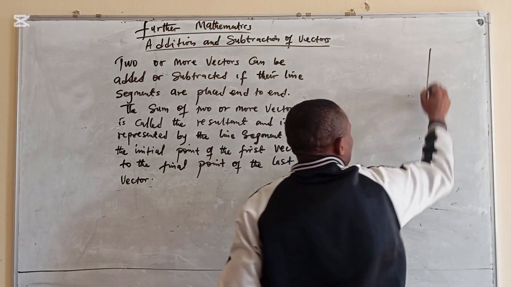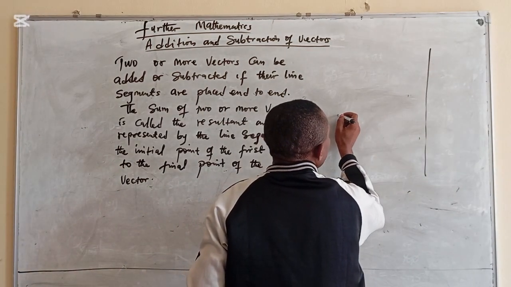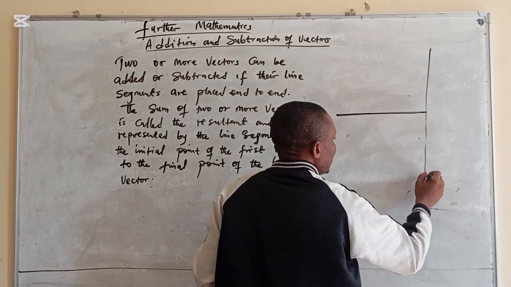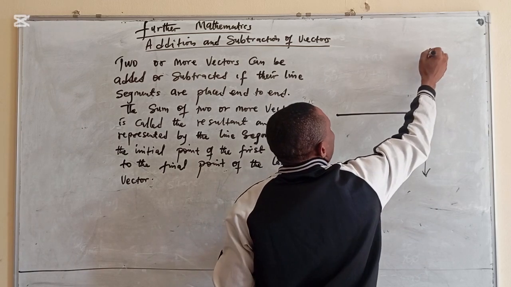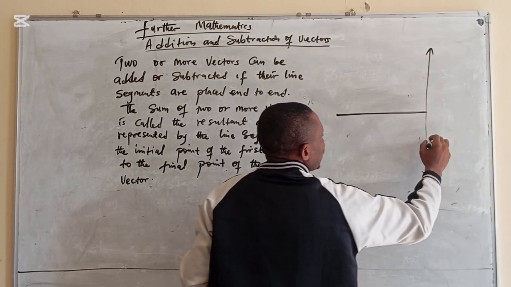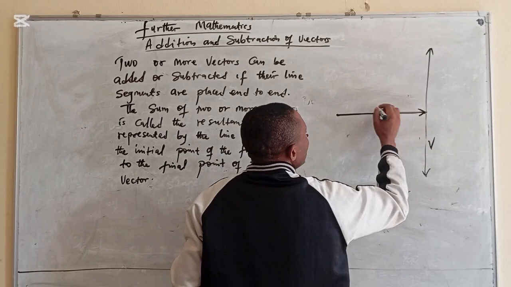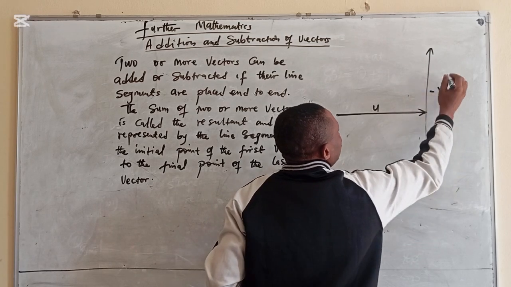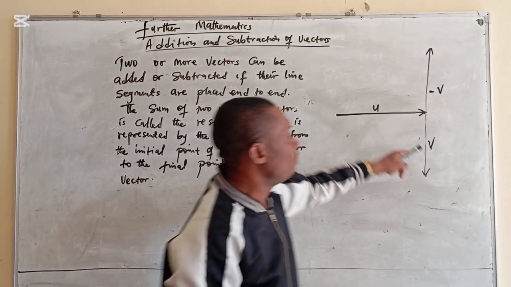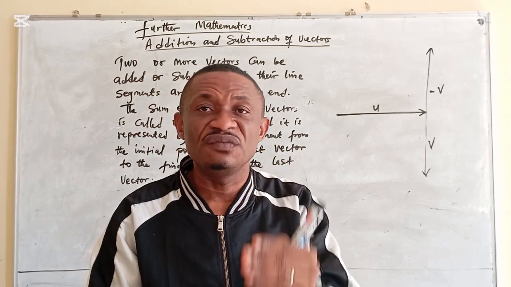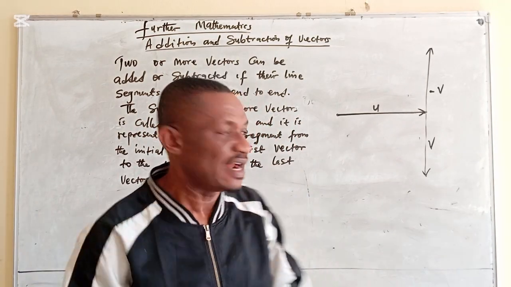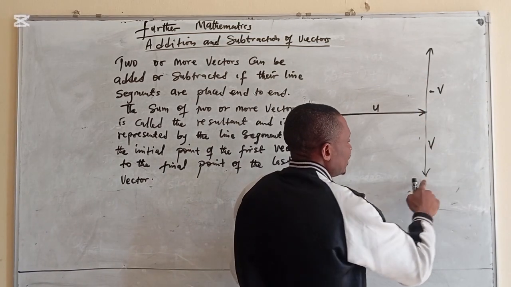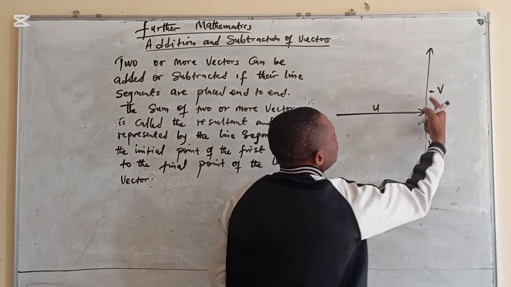I have a straight line like this, and let this point be the midpoint of the line, with the arrow pointing this way. Since we have the midpoint, if we call here V, then let's call the other U, and we will call the opposite one minus V. Reason: both of them have the same magnitude but in opposite directions. So if from here to here is equal to from here to here, the arrow pointing one way represents positive, and this will represent negative.